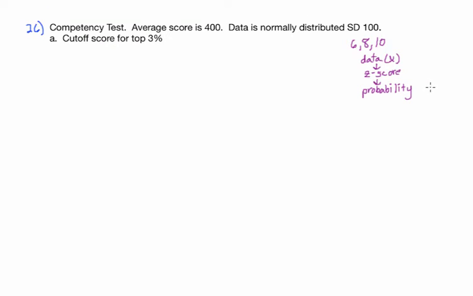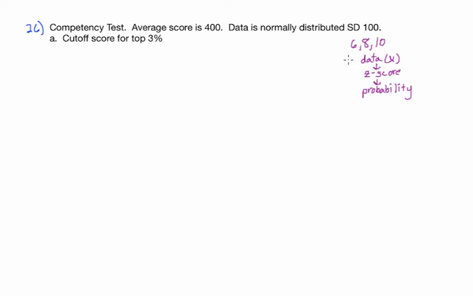High school competency test, average score 400. Data is normally distributed with a standard deviation of 100. We want to find the cutoff score for the top 3%. This is another one where we're going backwards. Let me tell you what I mean by going backwards.